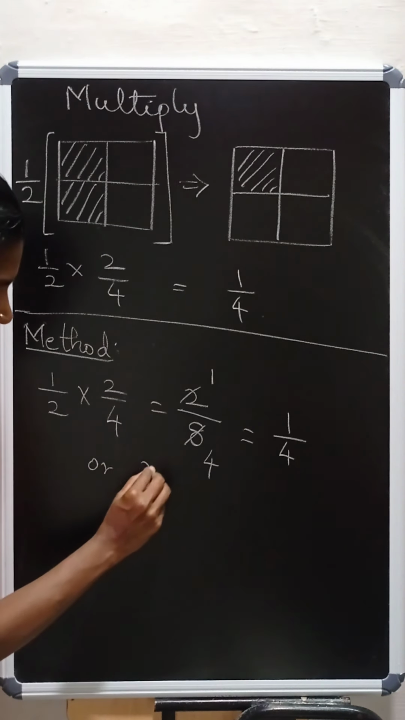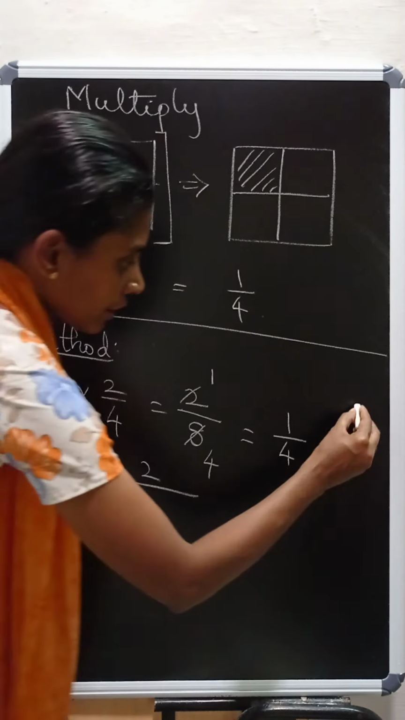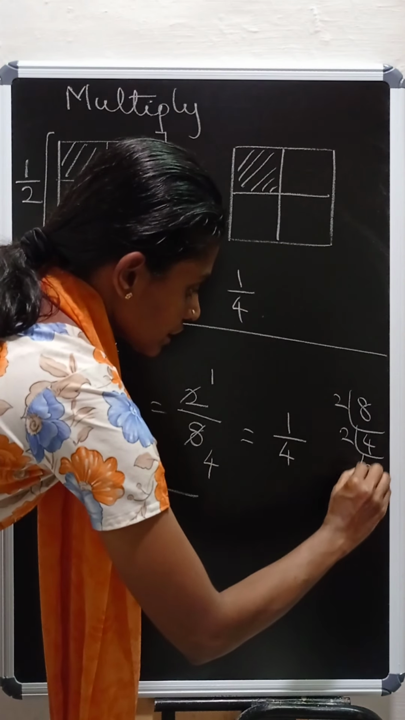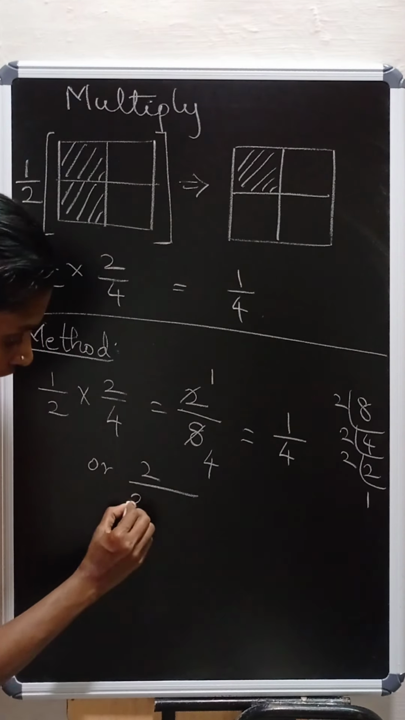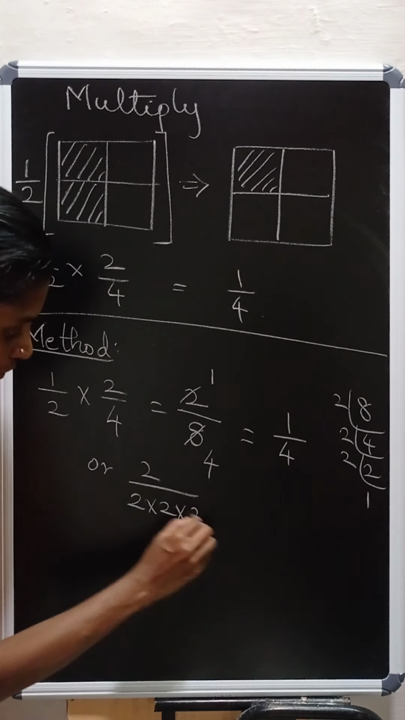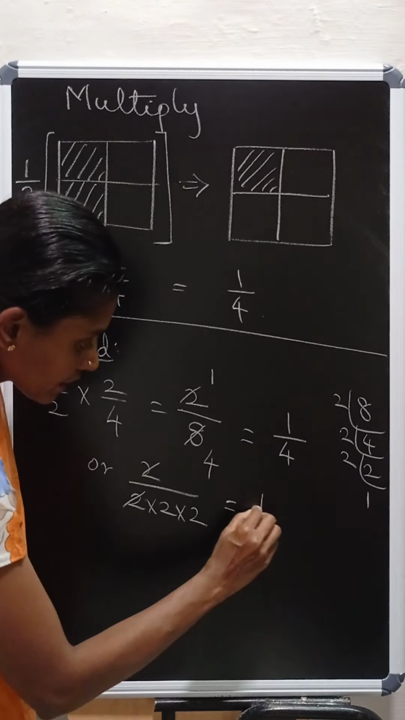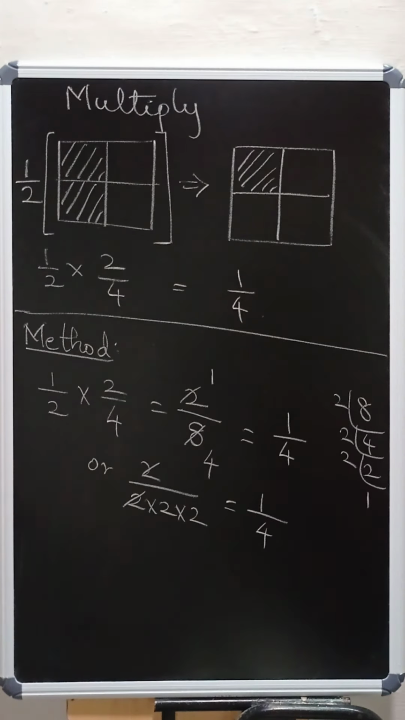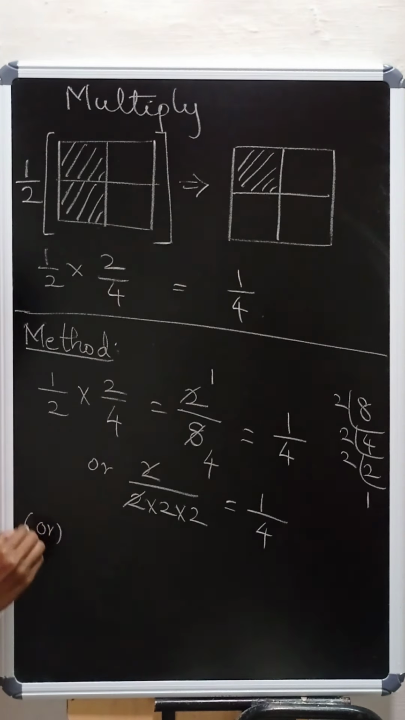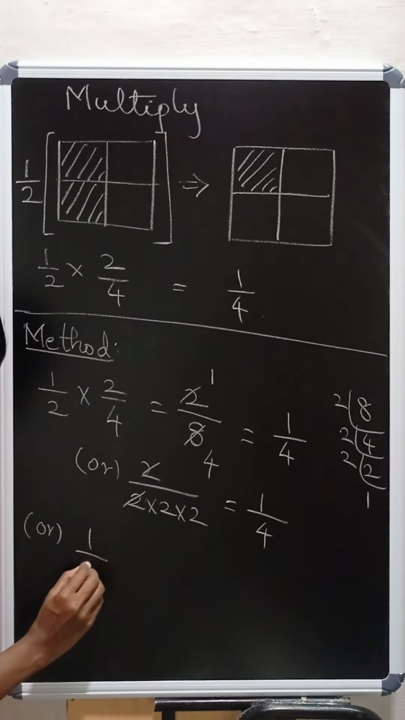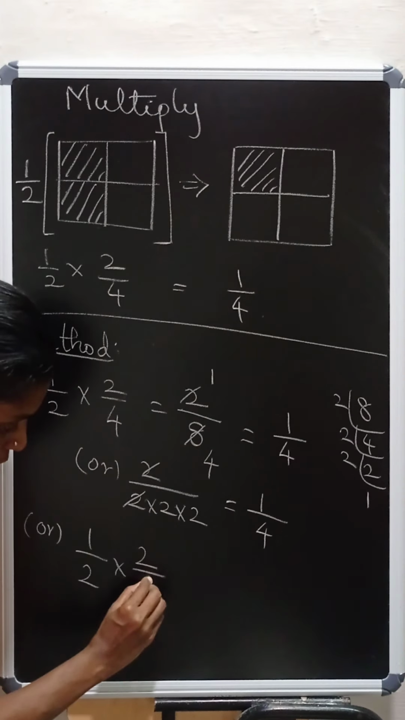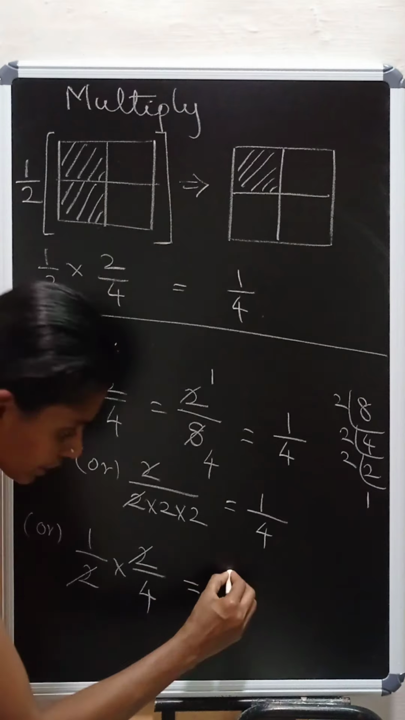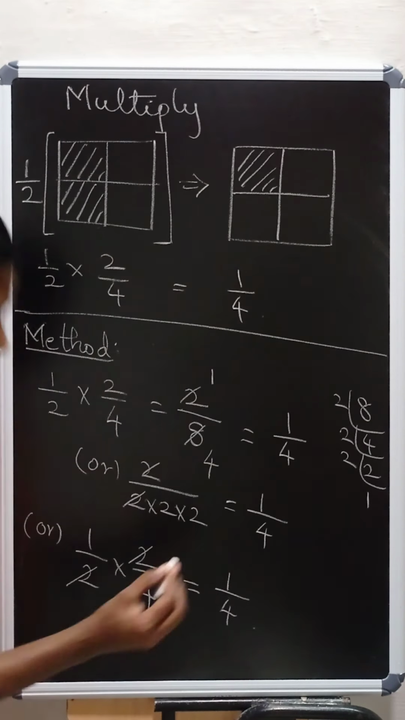Or this can be written like this. 2 divided by 8, if we take the LCM, 2 4s are 8, 2 2s are 4, 2 1s are 2. So 8 you can write as 2 into 2 into 2. So this 2 and 2 get cancelled and you will get 1 by 2 into 2, which is 4. You have another method. 1 by 2 into 2 by 4. You can just cancel these two and you can simply write 1 by 4.